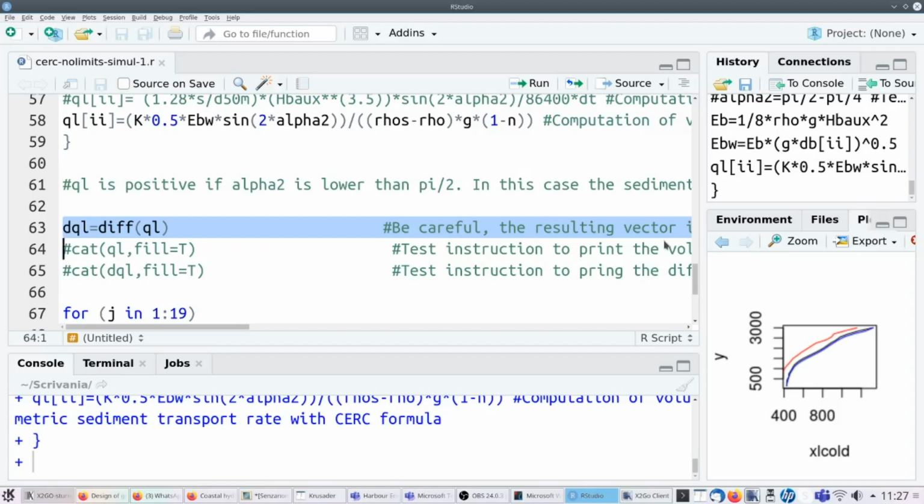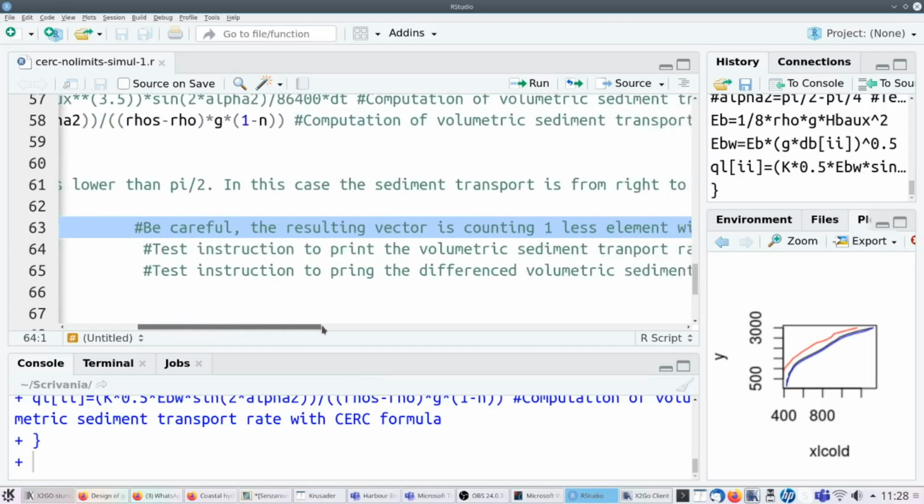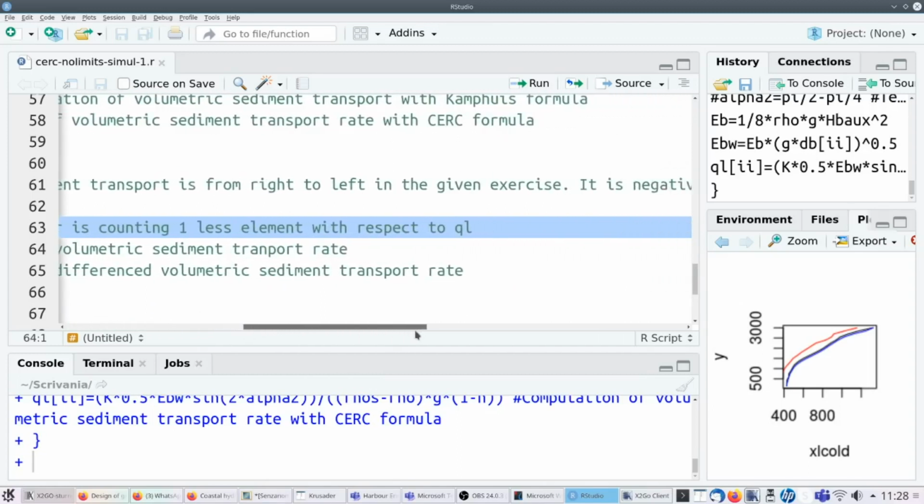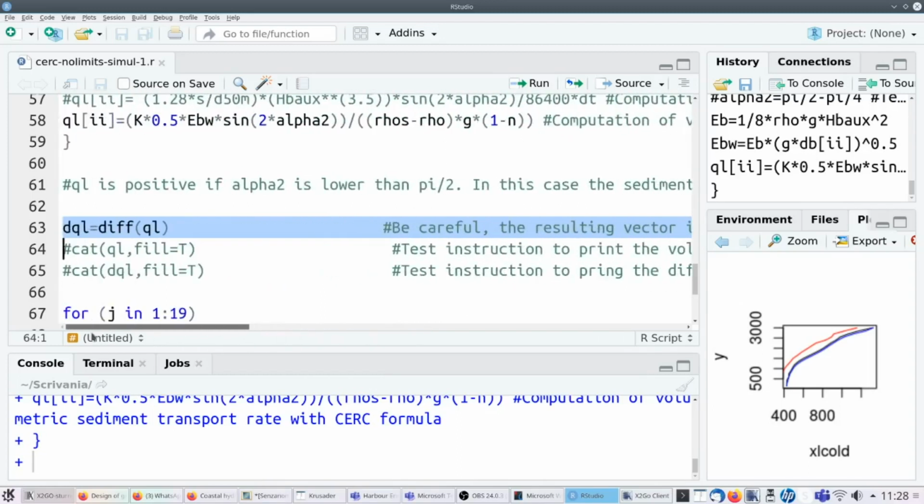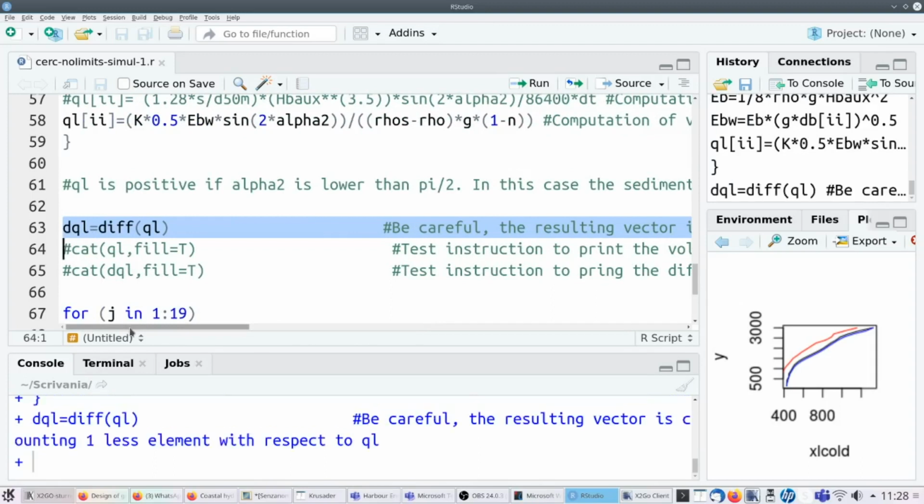And when you compute the difference, which refers to 19 points, we have to be careful because the difference between 19 numbers is given by 18 numbers. So you have one less element in the vector, and this is what is written here on the right. Be careful, the resulting vector you cannot read here, but if I move, is counting one less element with respect to QL because I am taking the differences. Okay, let's take the difference.